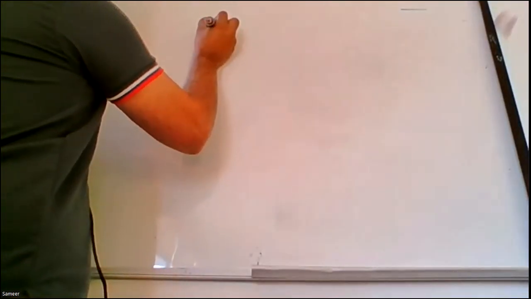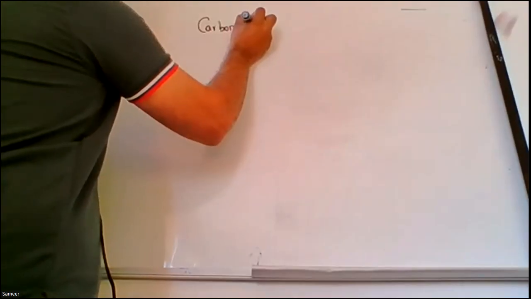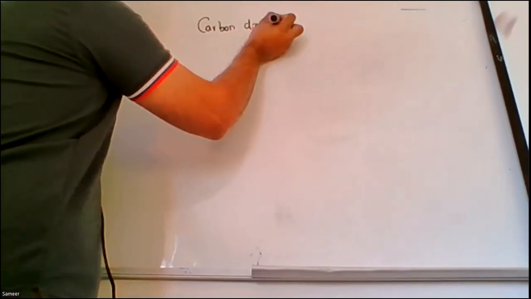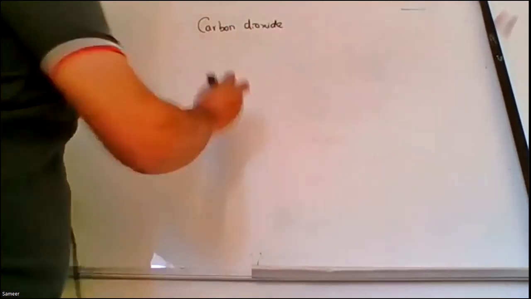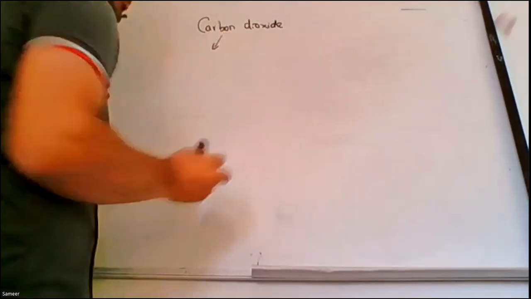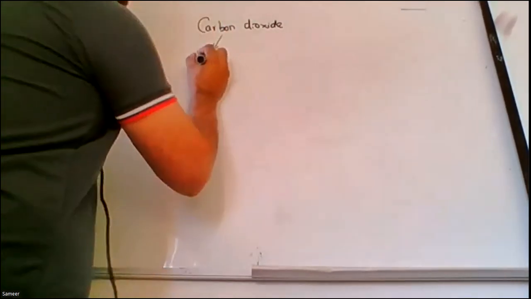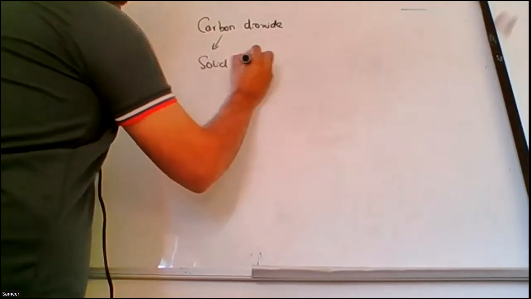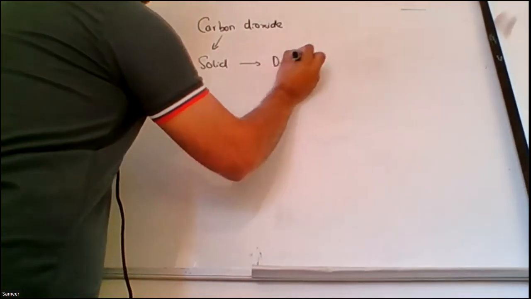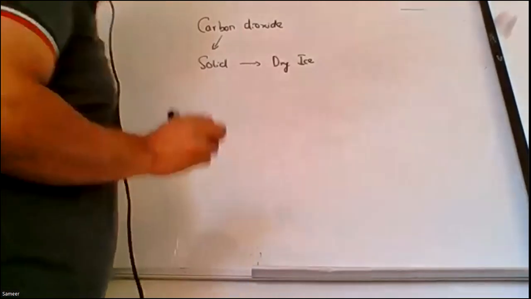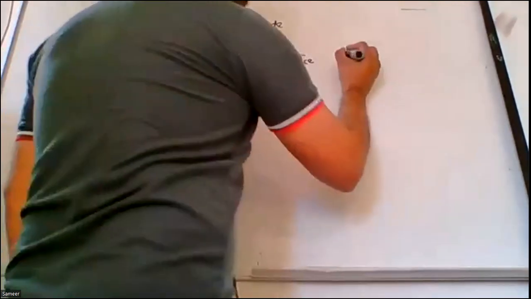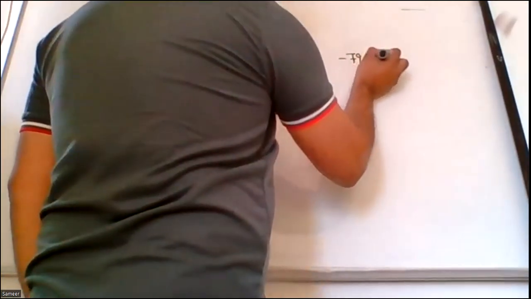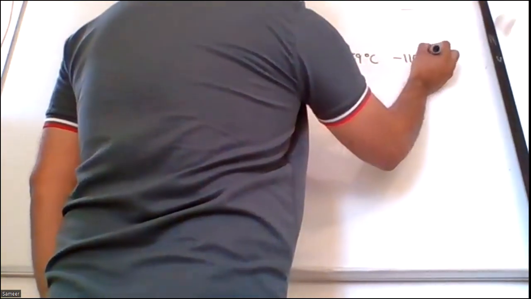An overview of carbon dioxide. Carbon dioxide, usually that is in the solid form. The solid form of carbon dioxide is known as dry ice. And that form of carbon dioxide occurs at minus 79 degrees Celsius or minus 110 degrees Fahrenheit.